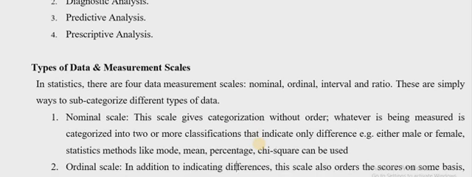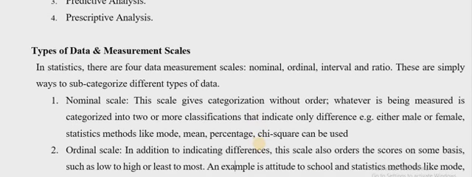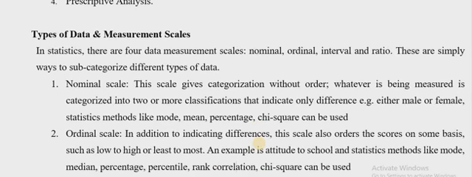The second one is ordinal scale. In addition to indicating differences, this scale also orders the scores on some basis such as low to high or least to most. An example is attitude of students, attitude to school, and the statistics methods we can use are like mode, median, percentage, percentile, rank correlation, and chi-square can be used to analyze this ordinal score.